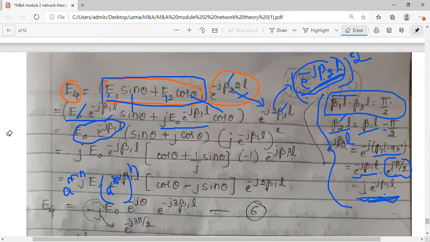How many exponential terms do you have? 2 exponential terms, one here and one here. Simplify it. You have E naught also; I have written E naught. From this, take j common. I will take j common from this sin theta plus j cos theta. You will be left with cos as it is because j is taken common. Sin has no j, so I will divide 1 by j sin theta. And what is j square? Minus 1, exponentially minus j beta 1. Again the 2 I have taken inside, 2l.